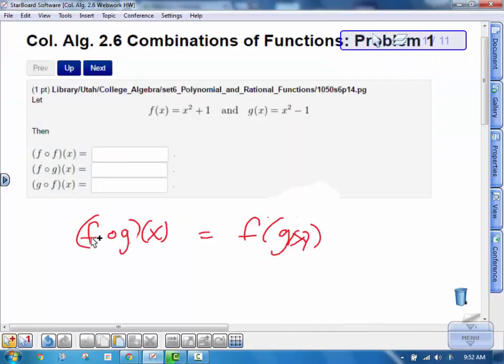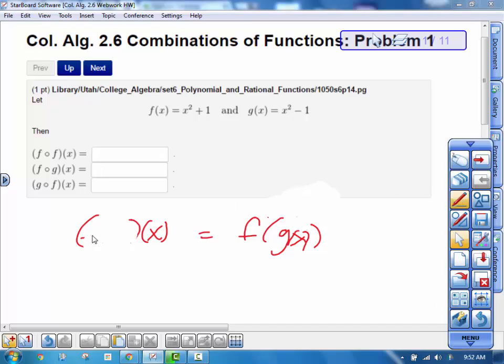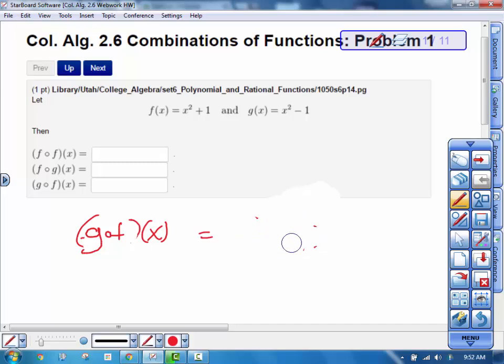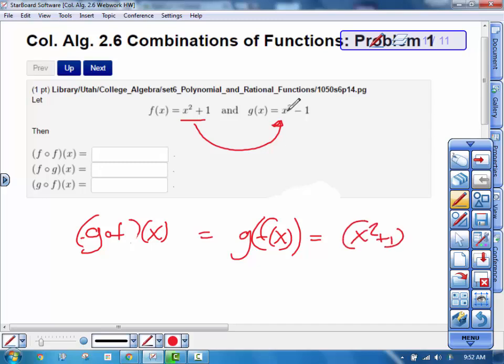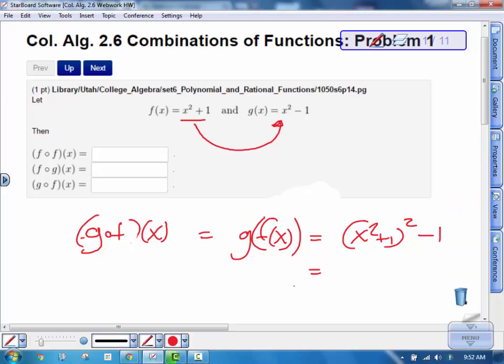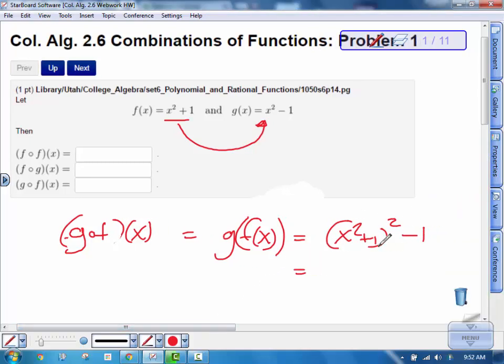So the last one wants you to do g of f. So now we're going to do g of f, which I like to write like this, g of f of x. So that means I'm taking the function f right here and I'm sticking it right into g. So take function f and put it in parentheses, and then put it right here where this x was. So it's going to be that squared minus 1. Okay? And that's your answer.